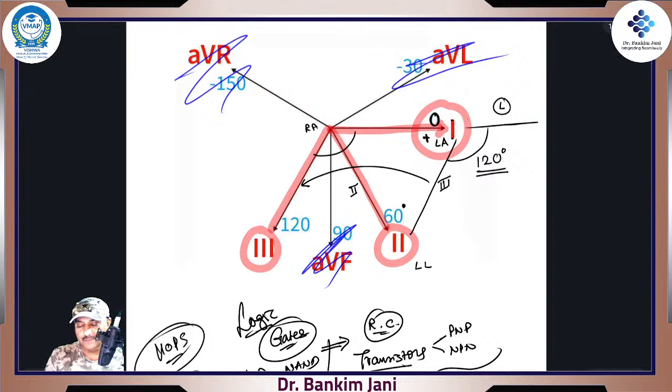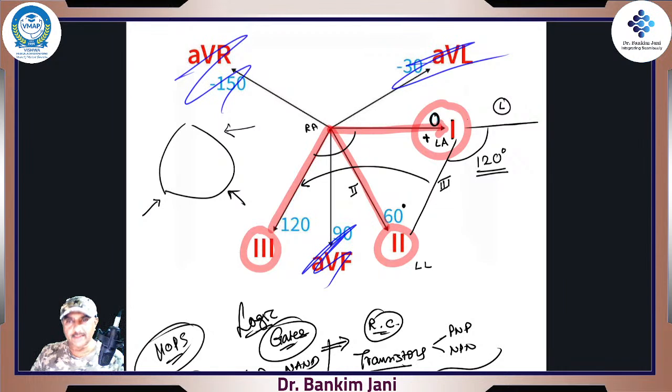Makes sense? Draw the heart like this. We are watching from here, we are watching from here, we are watching from here, right? Yes, exactly, it is the parallel shift of vectors, and when they are parallelly shifted, their angles remain the same, correct? So here is 1, here is 2, here is 3. That's how we are watching. Now things become easier. So when we say that it is our lead 2, our lead 2 is watching from the apex. Makes sense?